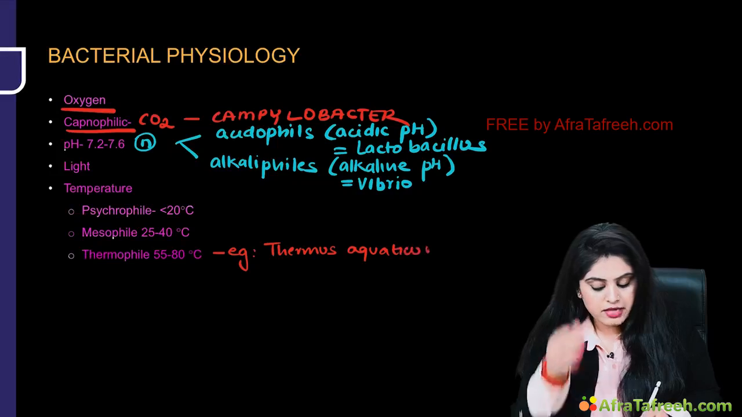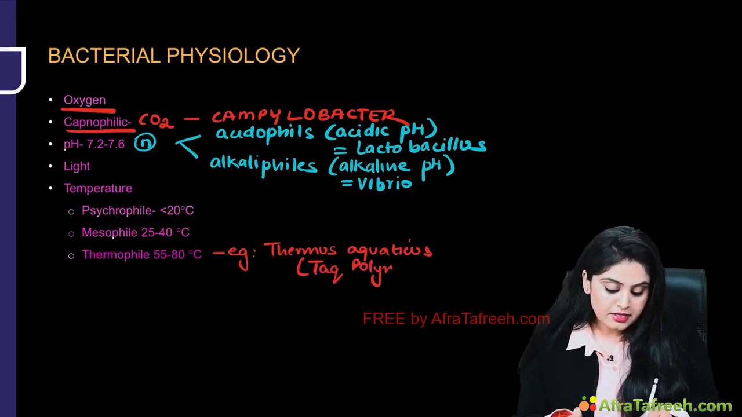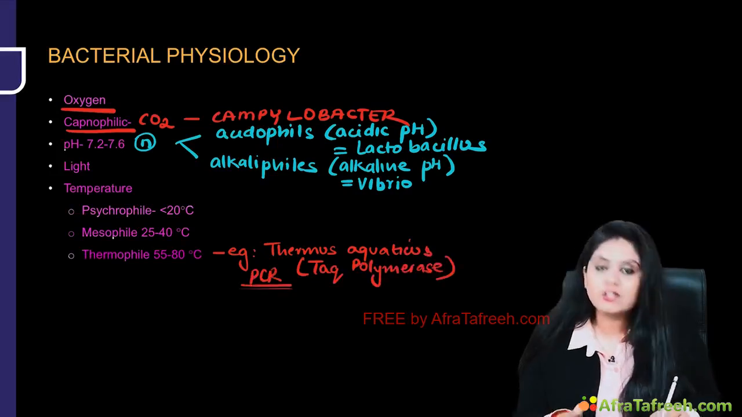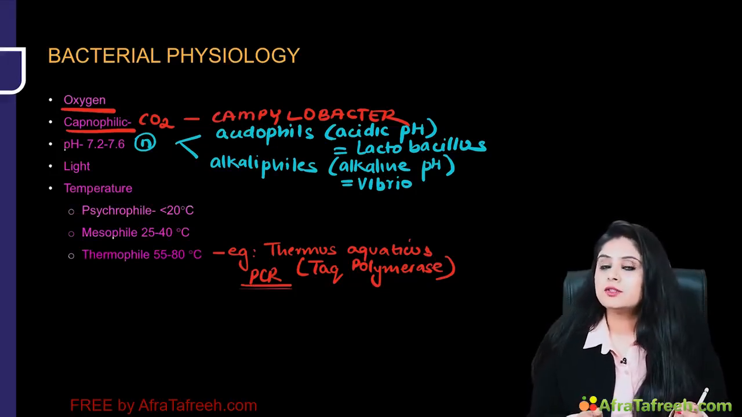Thermus aquaticus reminds me of Taq polymerase. This is basically something that you have studied in the usage of polymerase chain reaction, right? This enzyme, that is where you get it from, Thermus aquaticus. So that is basically going to be a thermophile. It's a high temperature, 55 to 80 degrees.